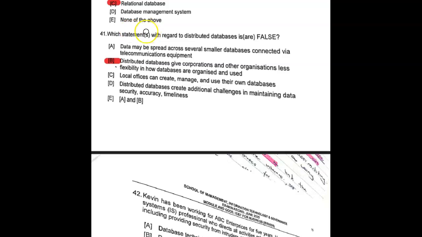Because think about it, you have different databases all over the place. Like in Durban you have one, in Pietermaritzburg you have one, they're distributed. So it gives more flexibility, because there's not only one database. That's not flexible if you only have one. But if you have many, it's flexible, right? You can go to any one. So that is why B is false.